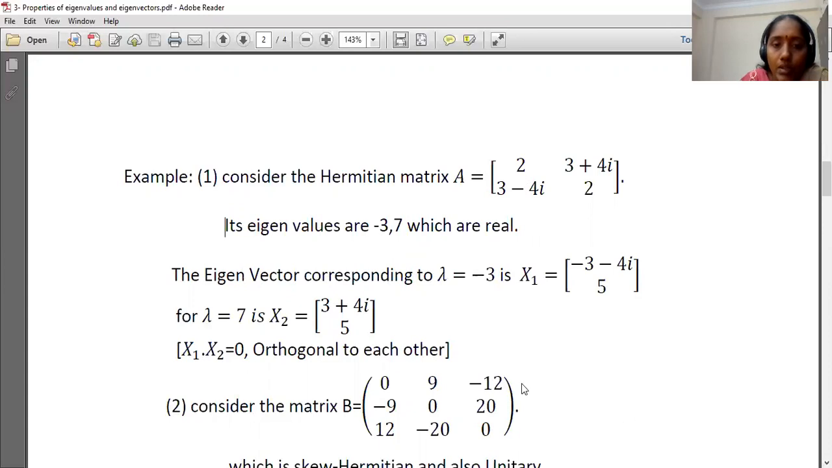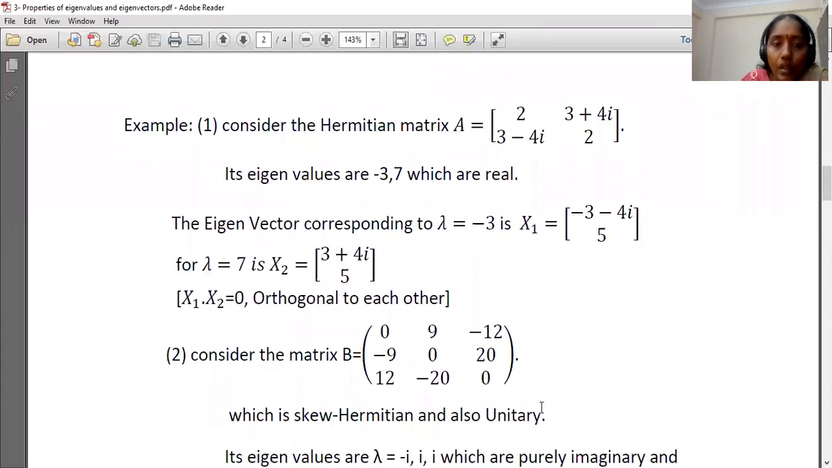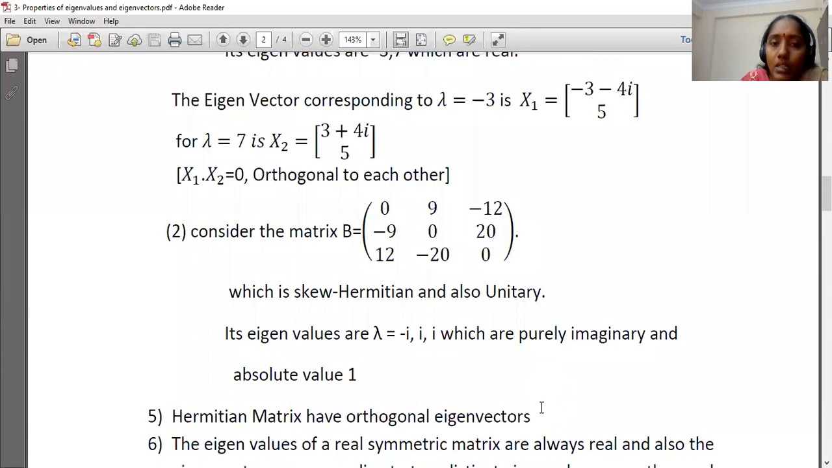Now consider another one. Consider the matrix which is skew Hermitian and also unitary. The eigenvalues of this skew Hermitian matrix are minus i, plus i, plus i, just purely imaginary eigenvalues, and the absolute value, the modulus of i, the modulus of minus i, or the modulus of i is 1. So this is the example for the second and third properties.